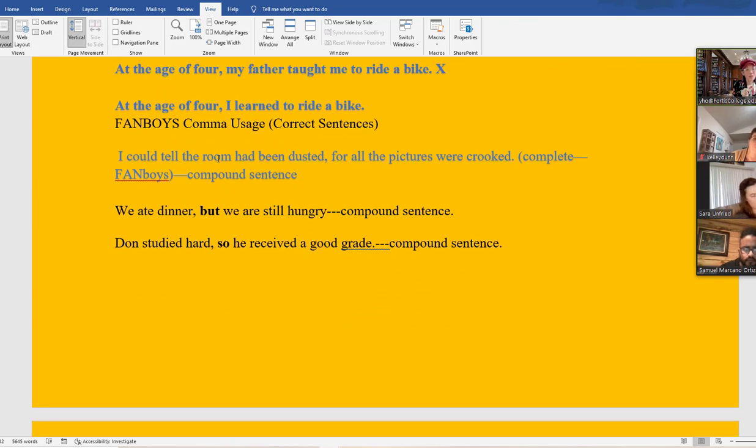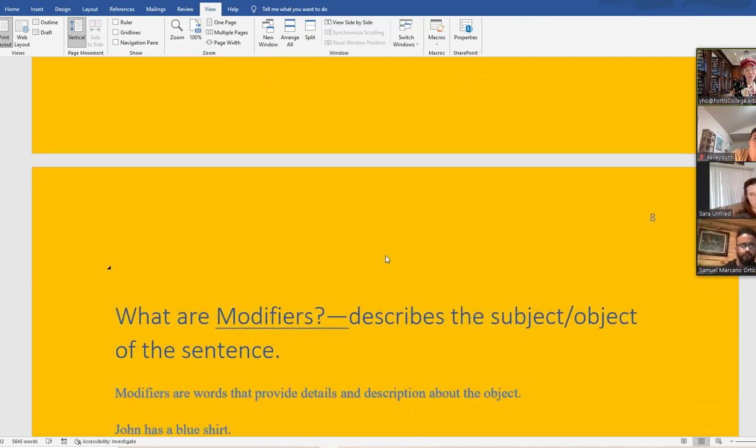I could tell the room had been dusted, for all the pictures were crooked. This is a compound sentence. It's used in British English, and it has the comma before the fanboy. This is correct: We ate dinner, but we are still hungry. That's correct: Don studied hard, so he received a good grade. That is a compound sentence, and that's correct.